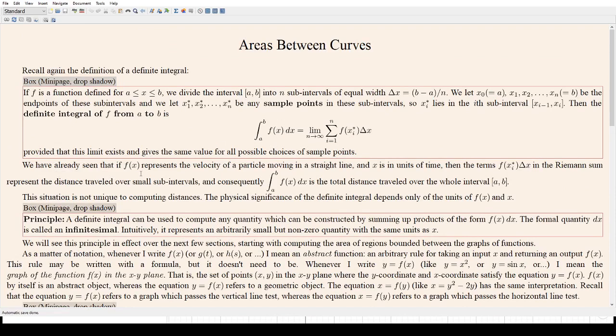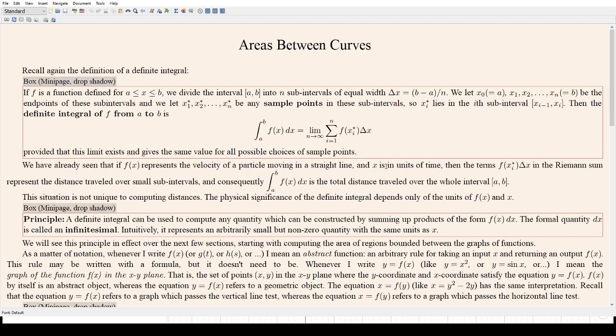So we have already seen that if f represents velocity and x is in units of time, then what does this do to here? Well, if this is velocity, then that's, say, meters per second. If this is time, then that's, say, seconds. So meters per second times second, well, that gives you meters. So velocity times time is a distance measurement. So what you're doing is you're adding up a whole bunch of little distances. And ultimately, that's what the definite integral gives you. It gives you a distance.